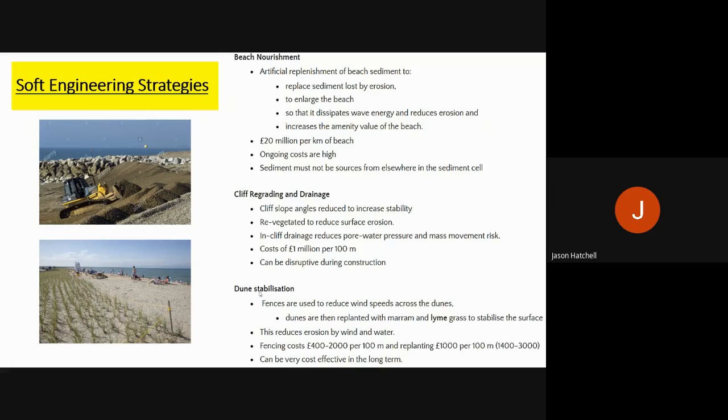Now, there are three types of soft engineering strategies you should have looked at: beach nourishment, cliff drainage, and dune stabilization. So beach nourishment is seen in the left-hand side image at the top here. This is essentially where you replace beach sediment, you add more sediment to the beach. We're replacing it because it's been lost by erosion, or because we want to make the beach larger, or because we want to build up around the beach this kind of band of dunes like you see here, artificial dunes.